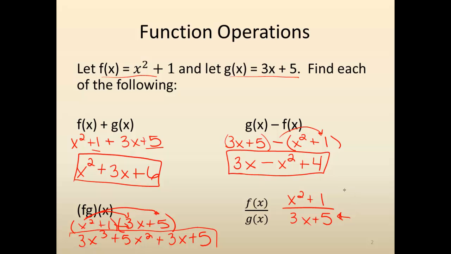And so the domain of this is all real numbers except for x is equal to negative 5/3. That's the value that would make the denominator 0. So when you're doing the function operations, you do have to be careful about any domain restrictions that may end up because of either the original functions or because you did something like division. And we can talk more about that in class.